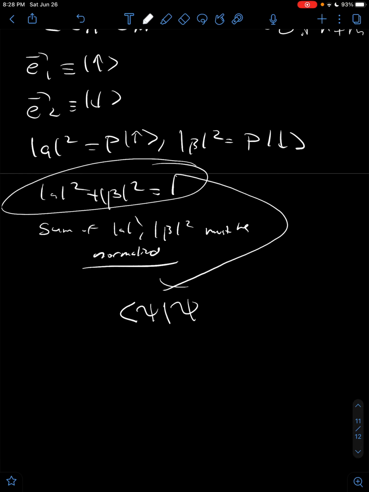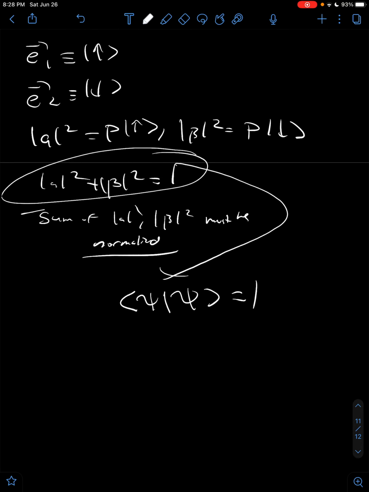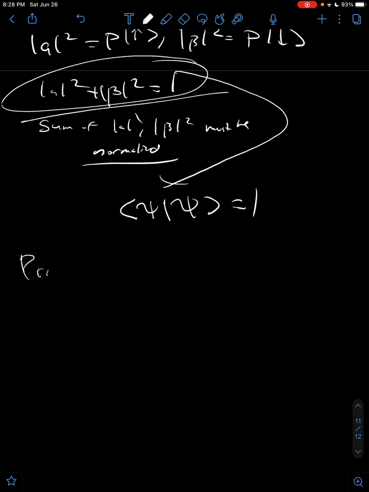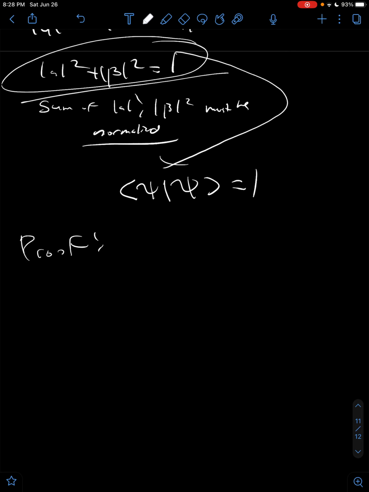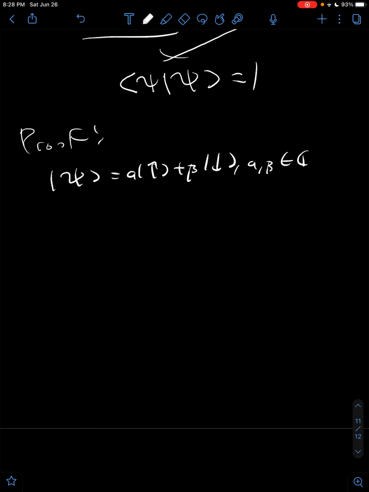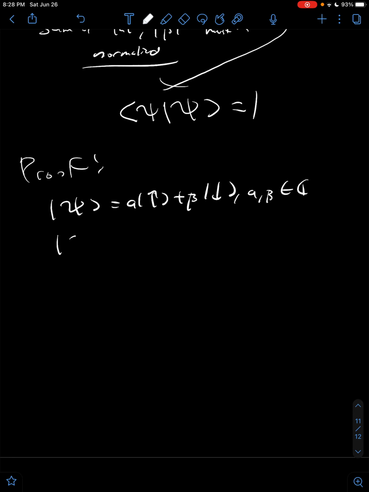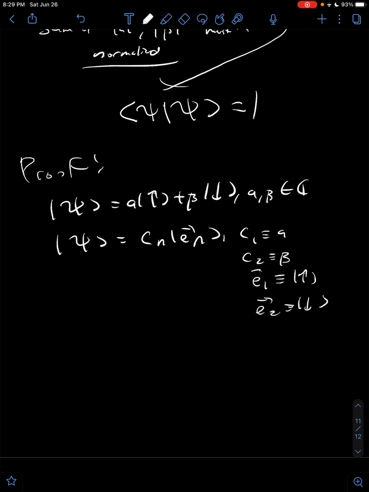the dot product of the spinor with itself must also be 1 from this relation. We're going to prove that right now. So, a spinor is just some combination of spin up and spin down, or again, alpha and beta, which are complex numbers. We can write this in the abstract Einstein notation, where C1 is defined as alpha, C2 is defined as beta, and E1 is defined as spin up, and E2 is defined as spin down.